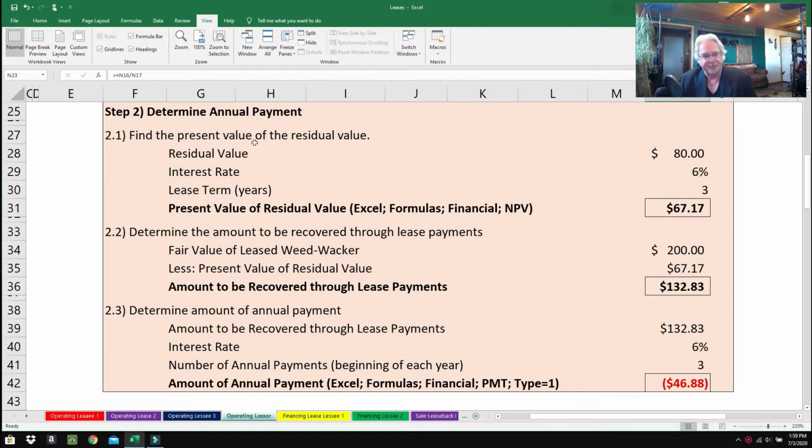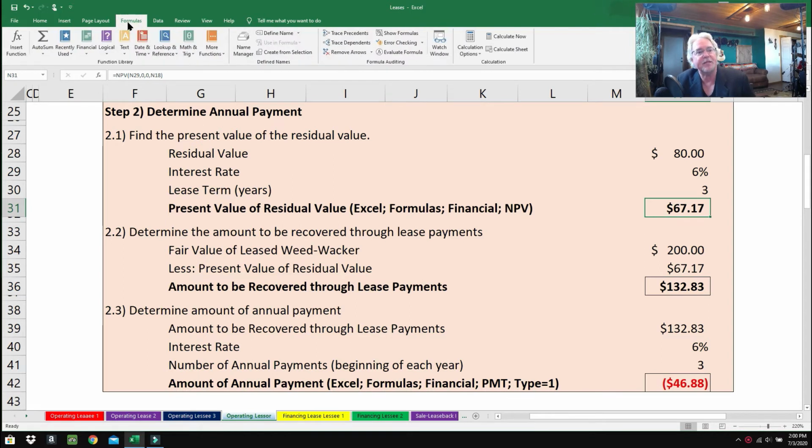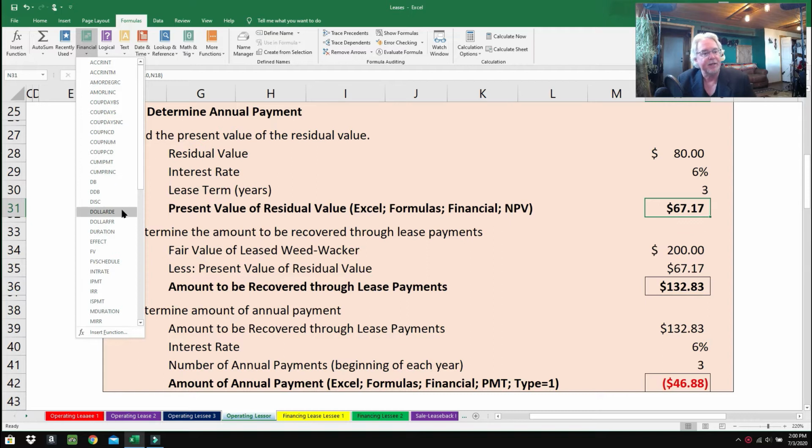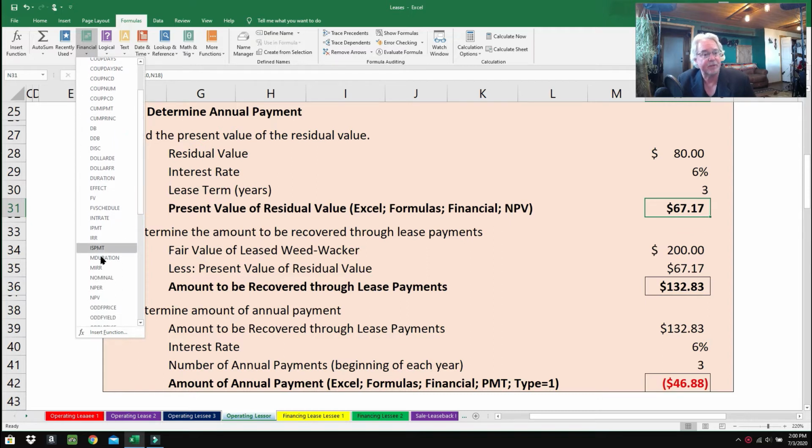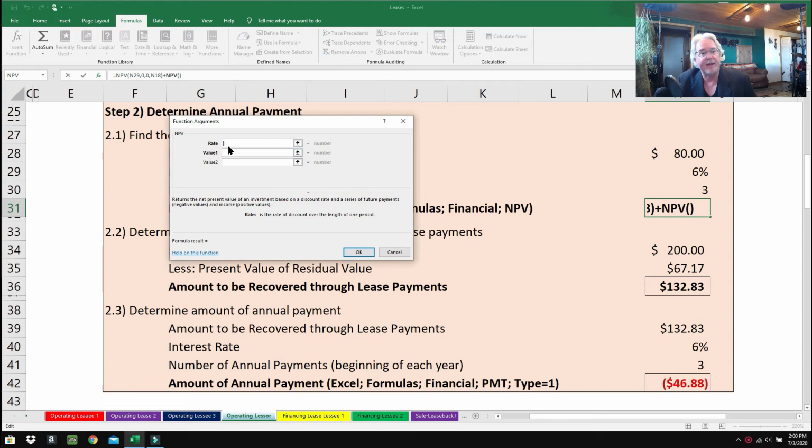So here's what you do. Step number 2, determine the annual payment. 2.1, find the present value of the residual value. The residual value, unguaranteed, is $80, from the information up above. The interest rate is 6%, the lease term is 3 years, and we need to find the present value of the residual value. To find this, you go up to formulas, go to financial, come down to NPV, and you just fill in the numbers.